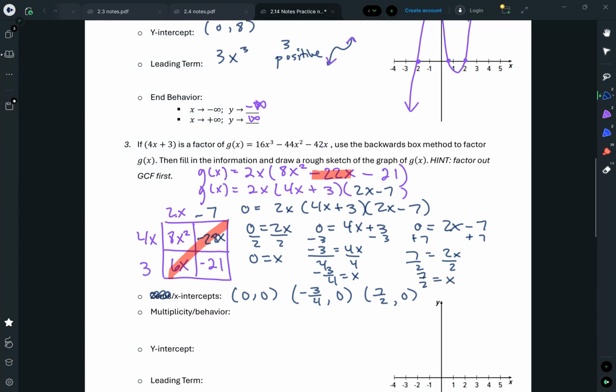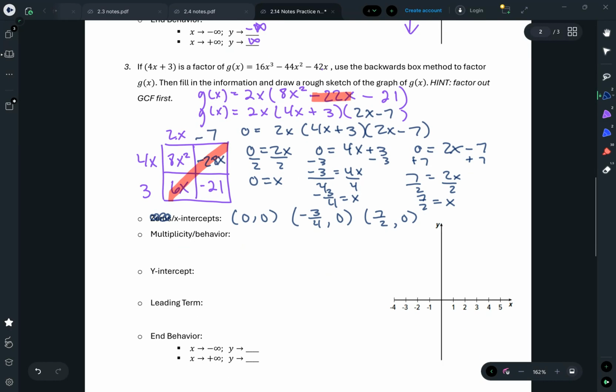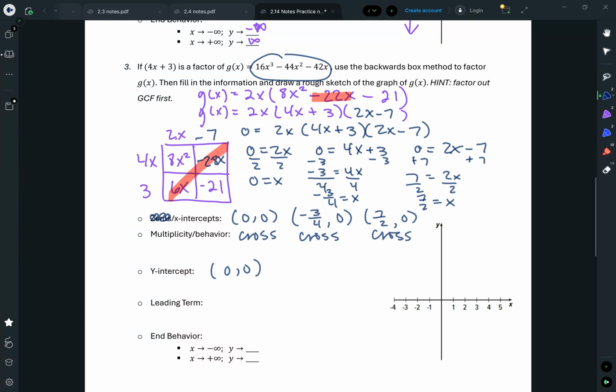And this was a lot of work. My y-intercept, oh, and it crosses out all of these. I don't have any factors that are squared or anything. My y-intercept is also 0, 0. So if I put a 0 in back in the beginning for x, all of that would 0 out. My leading term is 16x cubed, so that's going to be degree 3. Positive again, same kind of shape, same kind of end behavior we've had.